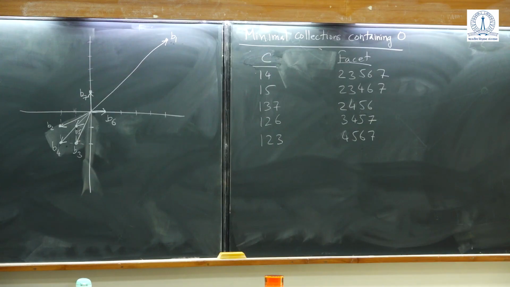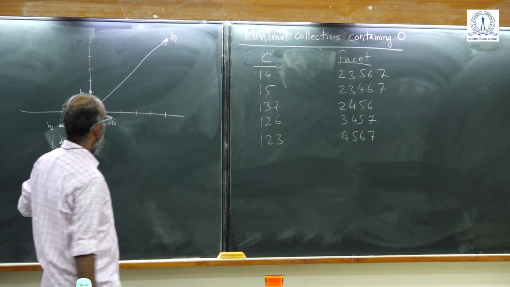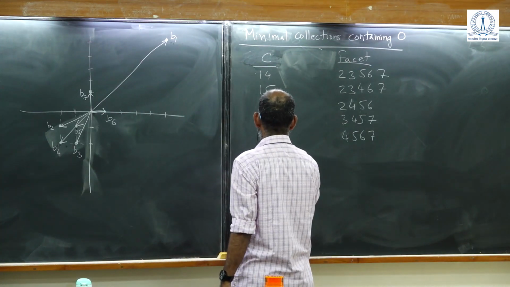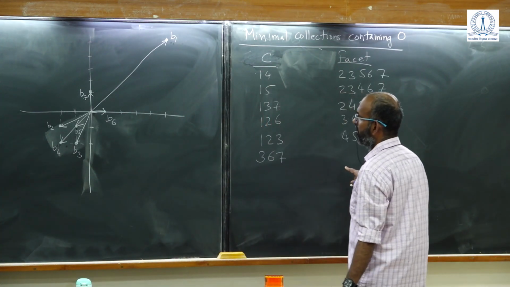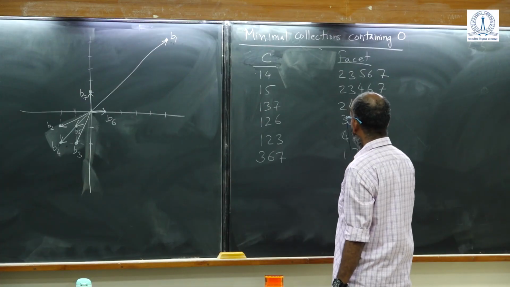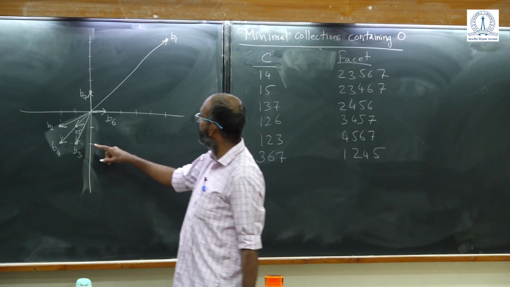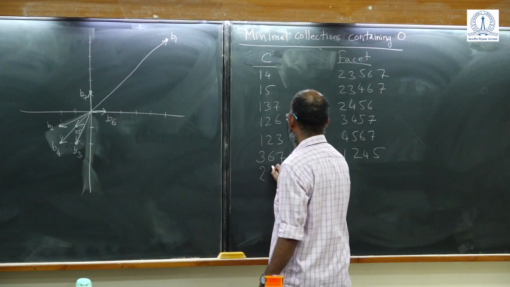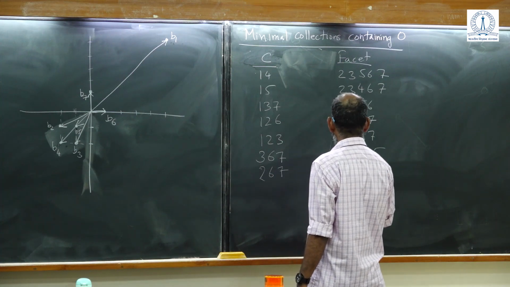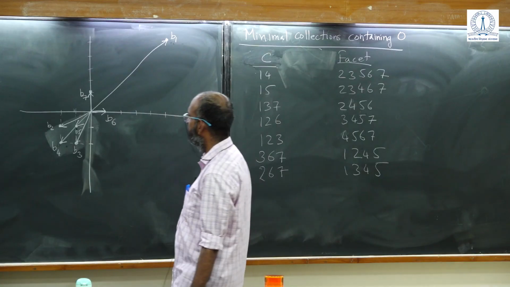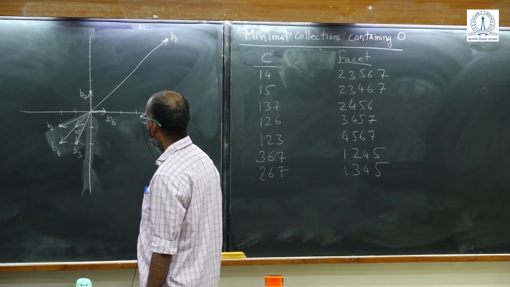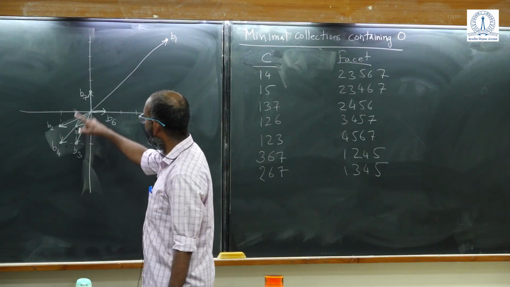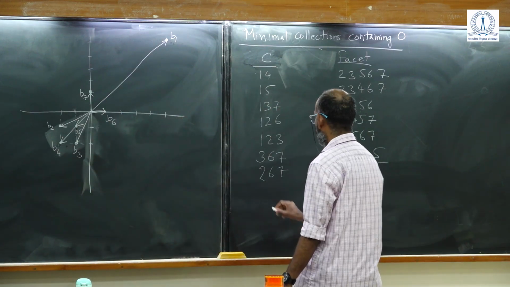Okay, so now let's forget 1 and try to see if there are any other facets. 3, 6, 7, okay? 3, 6, 7. Wait, so I'll just write this. 1, 2, 4, 5. 3, 6, 7. Yeah, so 2, 6, 7 will also work for the same reason. 1, 3, 4, 5. 4, 6, 7. 4, 6, 7, 5, 6, 7.